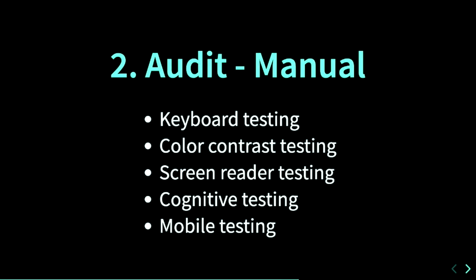Then this is actually the more important part, the manual audit. There are different types, of course. There's keyboard testing. Tab through everything, make sure it's accessible in the way that you expect it to be. Color contrast testing, again, even your designers, QAs, anyone could do color contrast testing. Pick up the color on your page, make sure that the background and foreground are readable, etc.